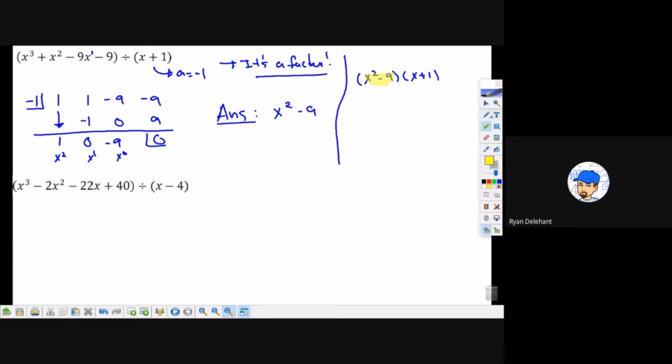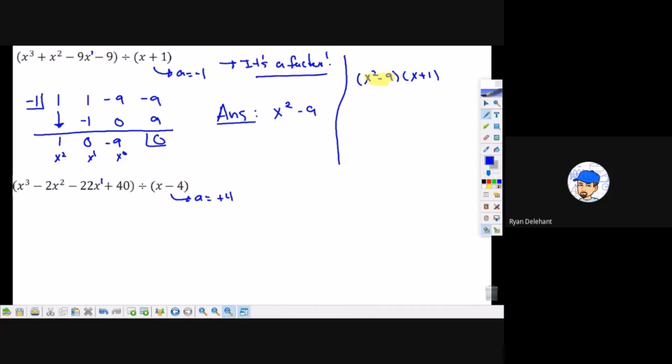Let's try our division with this last one. So let's check our polynomial before we write anything down. It's in order. We're talking degrees here. X to the third, x squared, x to the first, and then just a number. And they're all represented. This is my x minus a, so this means my a is +4 here.